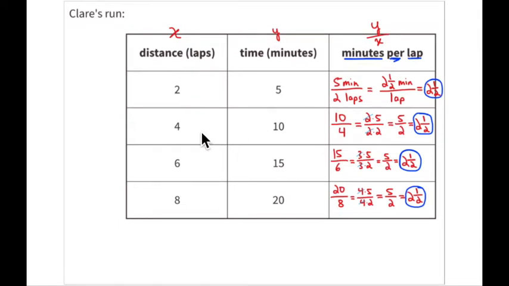So 4 laps in 10 minutes. You can factor out the 2. You're left with 5 halves once again. 15/6, cancel out the 3's. You're left with 5 halves again. 20 eighths, cancel out the 4's. You're left with 5/2 again.